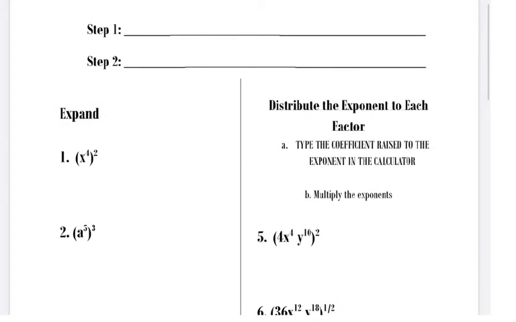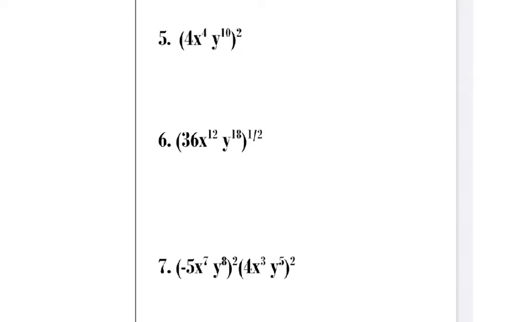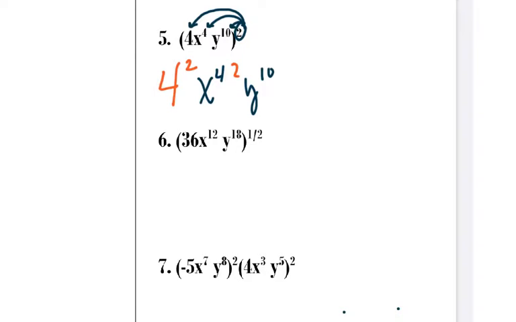So let's look at number 5 on the right side. So on number 5, you could draw blanks. That's a whole number, it's a 2. So you could draw 2 blanks, and then you could use your multiply rules. What the other method, though, is we take this 2 and we distribute it to each of these pieces. So this says 4 to the 2, x to the 4 to the 2, y to the 10 to the 2.